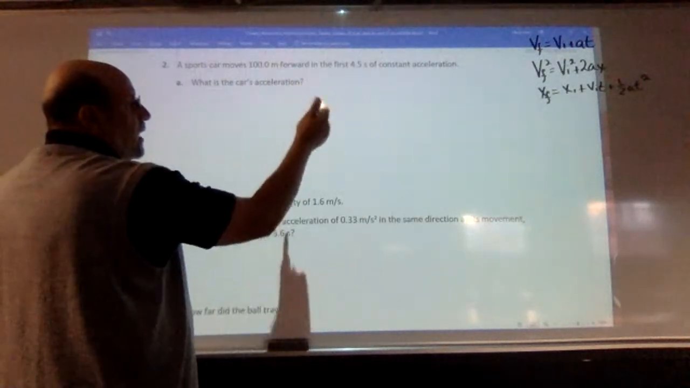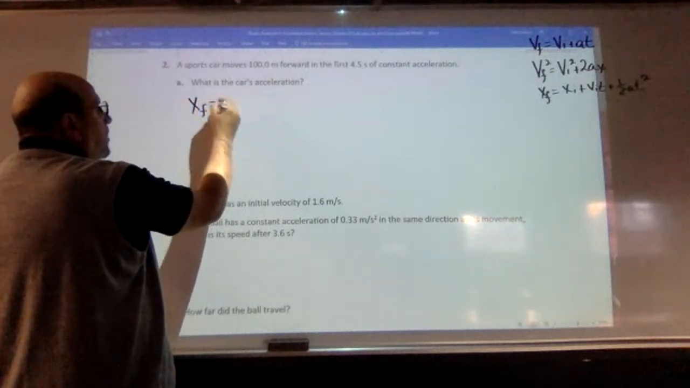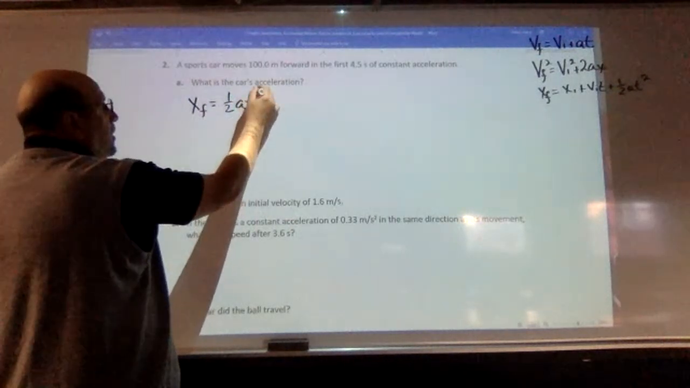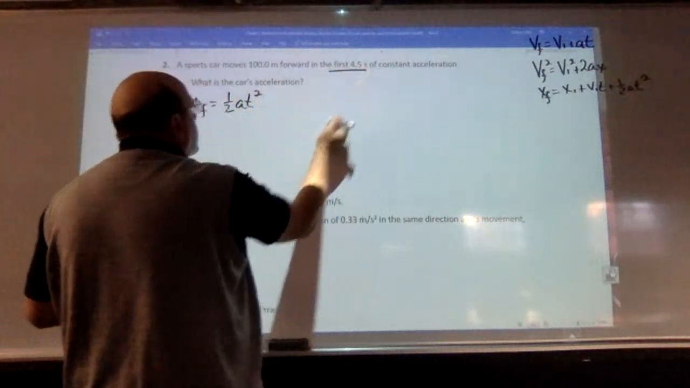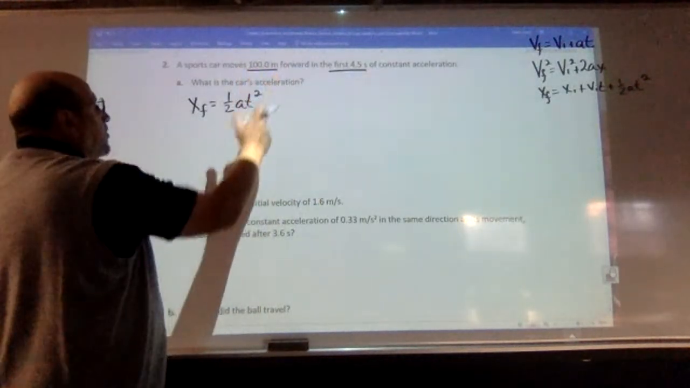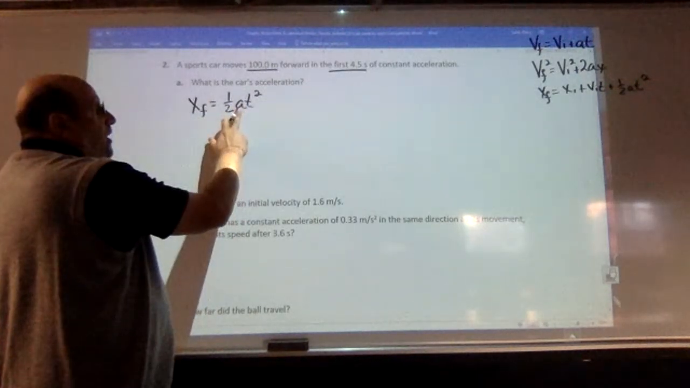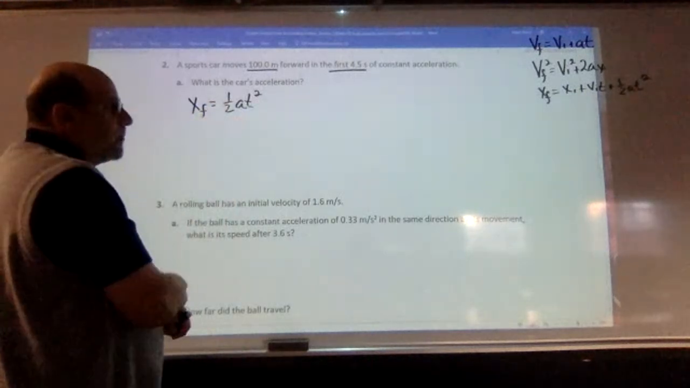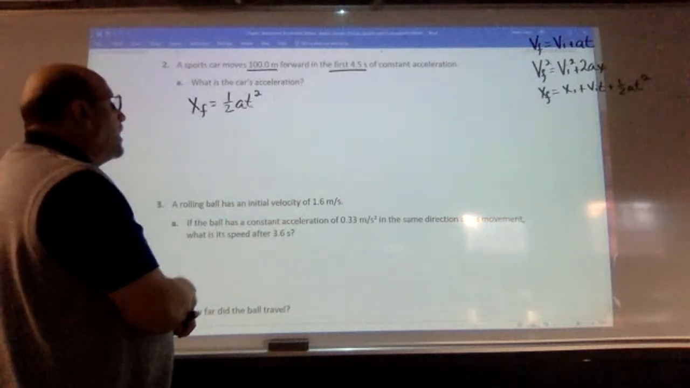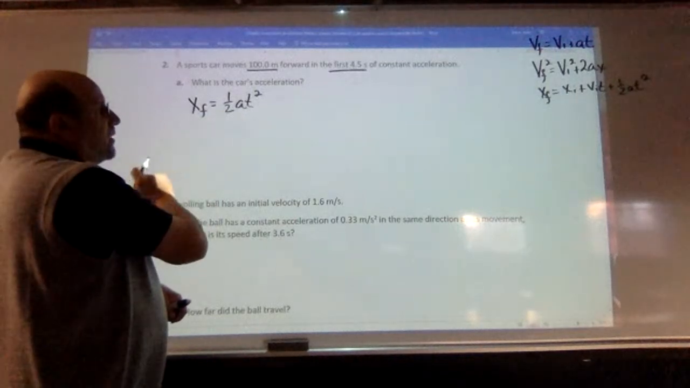So we could rewrite that: x final equals 1/2 at squared, right? Because we're given time and we're given distance and we're looking for acceleration. Well, we're given the final distance, we're given the time, we're looking for acceleration. So that's the only thing that's missing there. All right, there's no initial distance, there's no initial velocity because we're starting from rest. So we're just going to rewrite this.